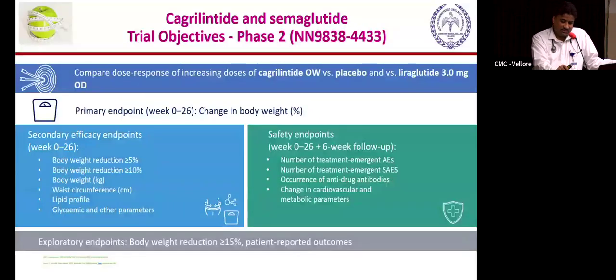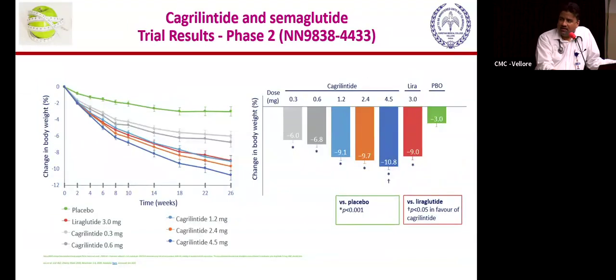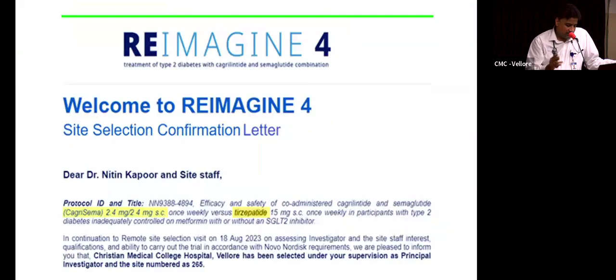So they went ahead with phase 2 trials, and now phase 3 trials have also been completed. The primary endpoint here was again to look at change in body weight, comparing with placebo and liraglutide. The quantum of weight loss in the phase 2 trial was about 11%, but in the phase 3 trial, which is yet to be published, the weight loss was again close to tirzepatide, up to 20%. Waist circumference changes were also quite significant. Getting down 9 centimeters of waist circumference is very good with the help of these drugs. We at CMC are now doing head-to-head trials.